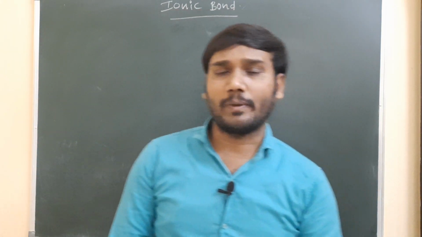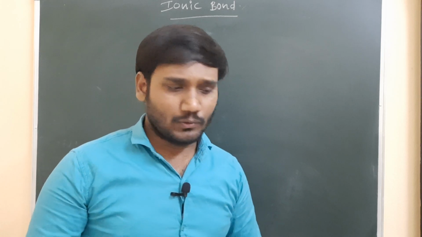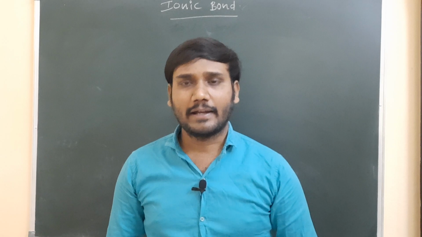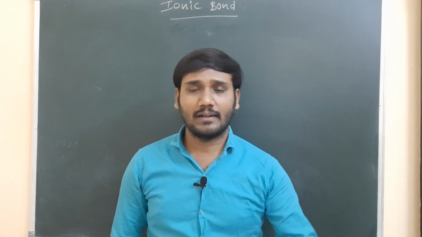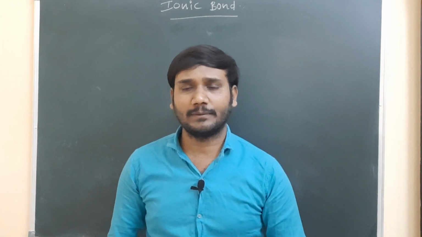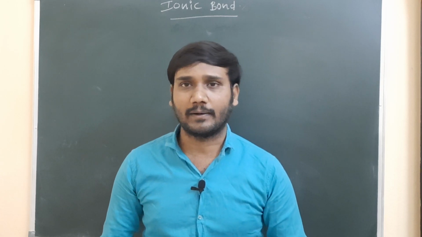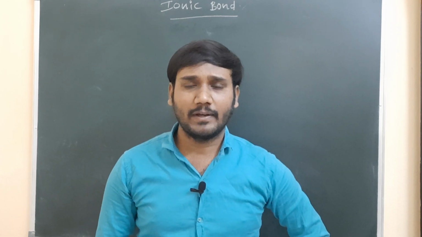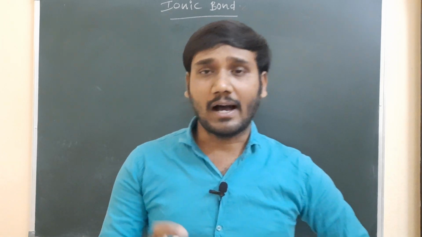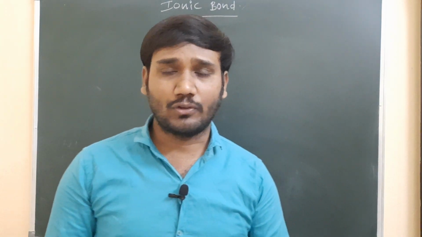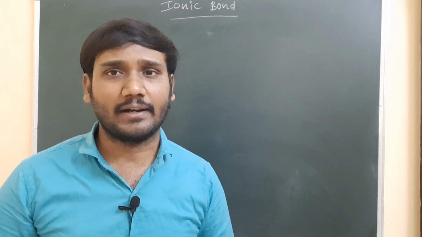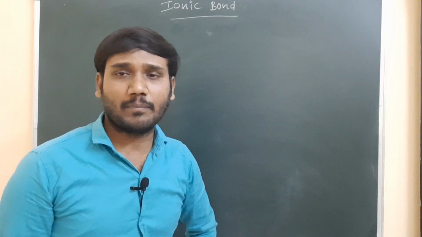So coming to the topic, what is an ionic bond? Generally an ionic bond is a chemical bond, because in the last class we discussed that there are three types of chemical bond: one is ionic bond, one is covalent bond, and the other is coordinate covalent bond. An ionic bond is one type of chemical bond which takes place between oppositely charged ions. The bond formed between two oppositely charged ions we simply call an ionic bond.